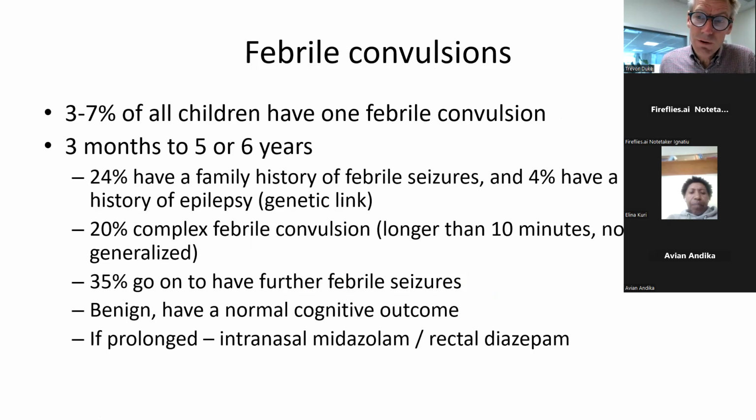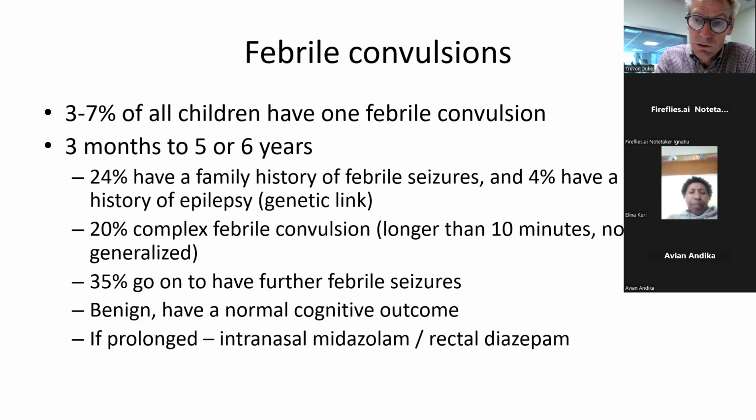And febrile convulsions are, of course, very common. They occur in around about 5% of all children, so 3 to 7% of all children will have at least one febrile convulsion. And they occur between the ages of 3 months and 5 to 6 years, up to about 7 years, but not beyond that, usually, for febrile convulsions. There's often, but not always, a strong family history of febrile seizures.